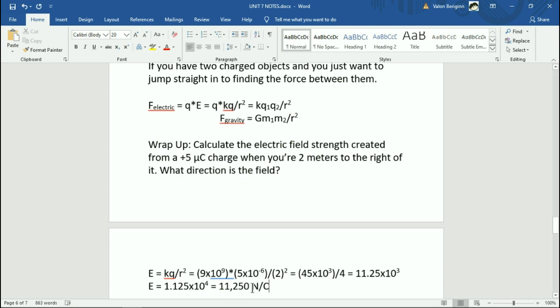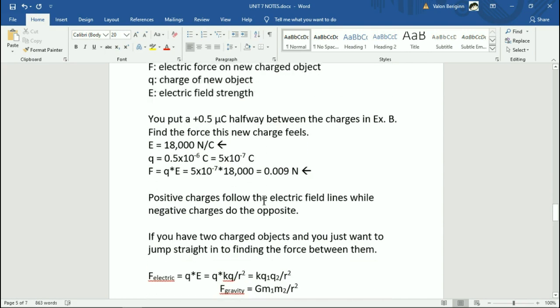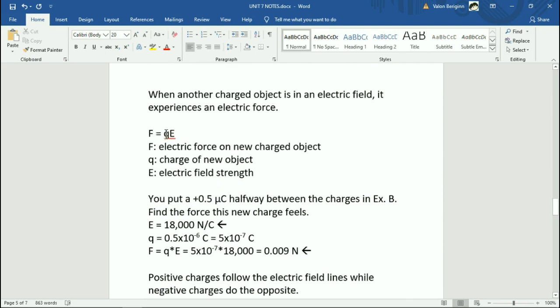Oh, by the way, this whole newtons per coulomb thing, now you should understand why it's newtons per coulomb, because the force is the newtons per coulomb, the electric field, times another charge, which is just a coulomb, right? So I have newtons per coulomb times the coulomb, I get newtons, right? So that's why the electric field is newtons per coulomb.